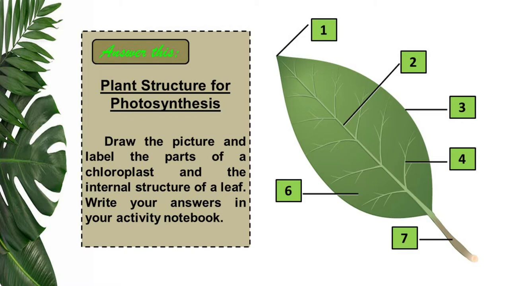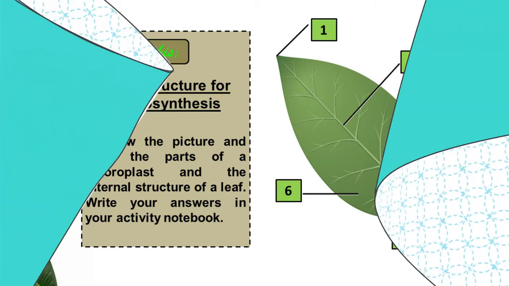This time, I want you to answer this activity. This is entitled Plant Structure for Photosynthesis. You are going to draw the picture first and label the parts of a chloroplast and the internal structure of a leaf. Write your answers in your activity notebook.